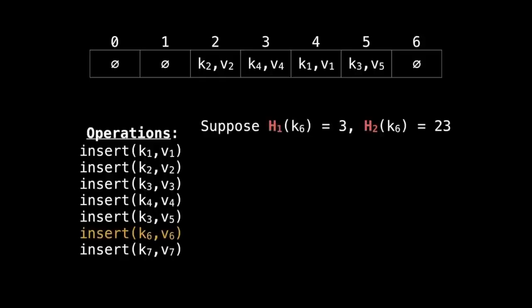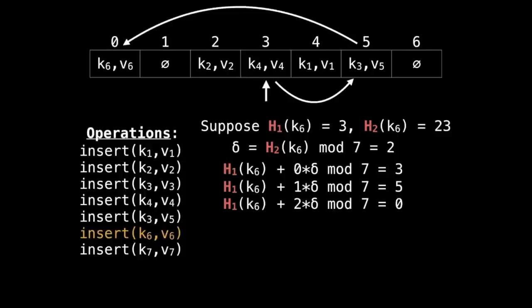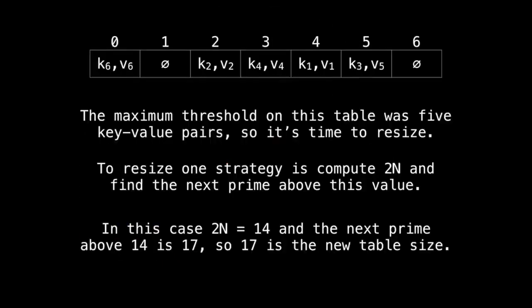Now suppose the first hash function for k6 is 3, and the secondary hash function of k6 is 23, then that gives us a delta value of 2. So when we try to insert it, it goes to position 3, so we need to probe. So we compute 1 times delta mod 7, that gives us 5. There's another collision, so then we compute the offset at 2 times delta mod 7, which gives us 0. And we find a free slot, so we're able to insert our key value pair there.